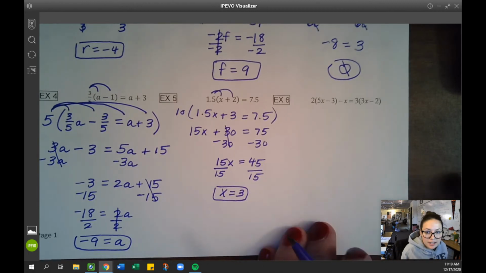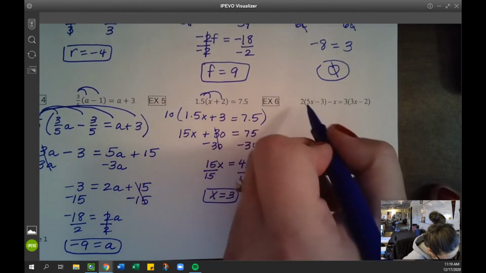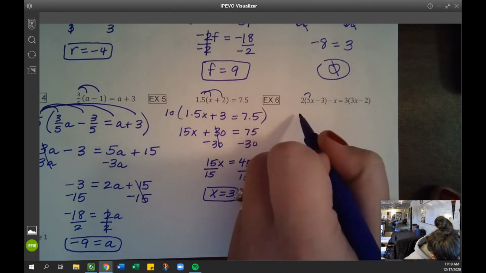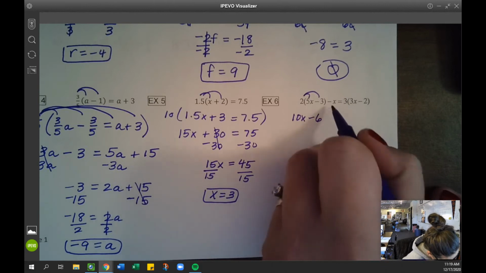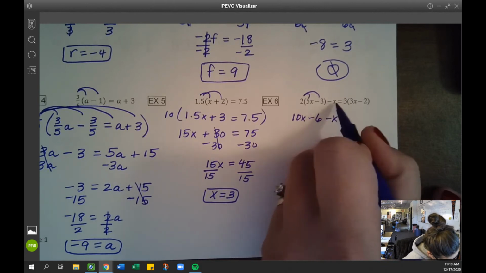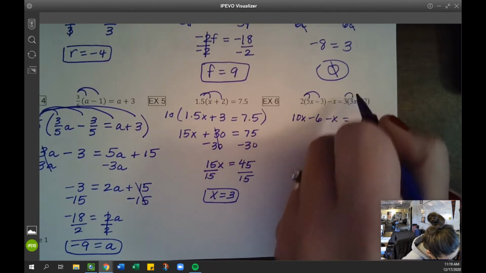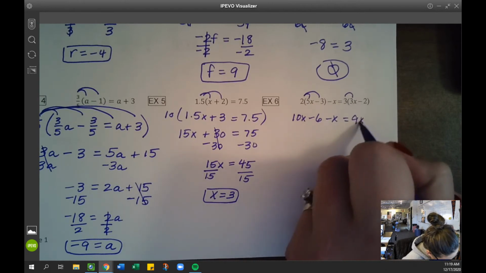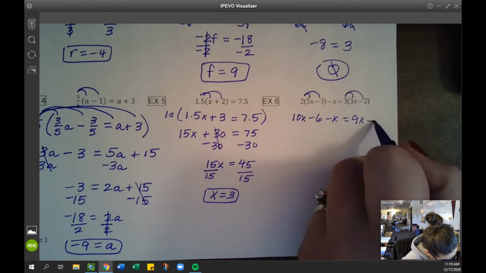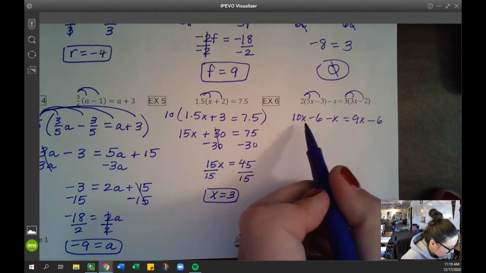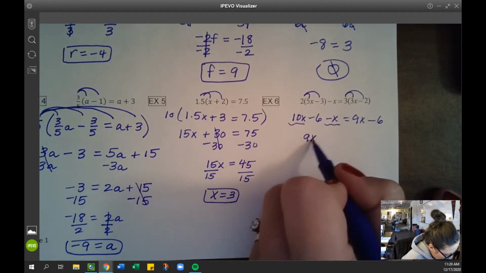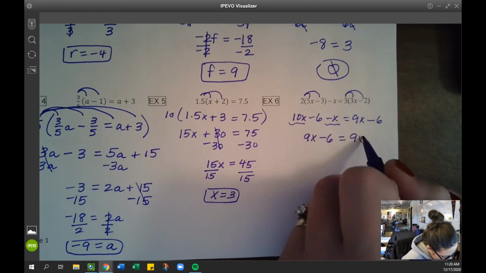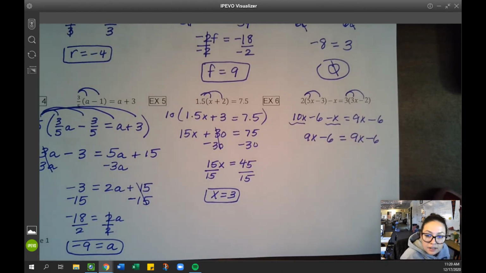All right, example 6. We need to distribute on both sides. 2 times 5x is 10x. 2 times 3 is 6. Then I have that minus x there. 3 times 3x is 9x. 3 times 2 is 6. I have like terms, so I have 9x minus 6 equals 9x minus 6.